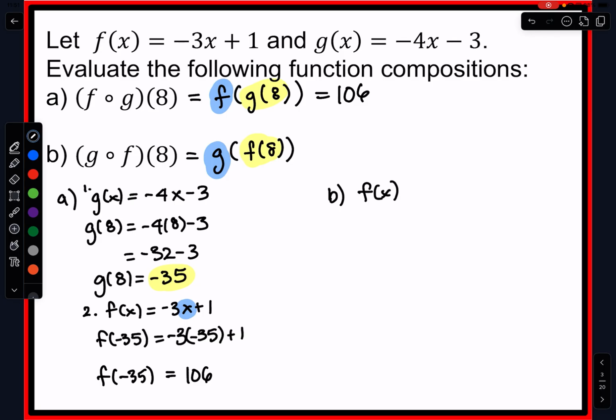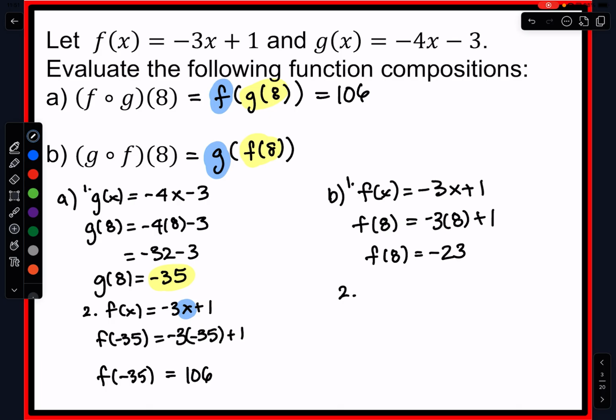So beginning with f, which is -3x plus 1, we'll evaluate f of 8. And since -3 times 8 is -24, that answer of -24 plus 1 more gives us -23. So now our second step, that was step 1, our second step is to get that answer and plug it into the function g.